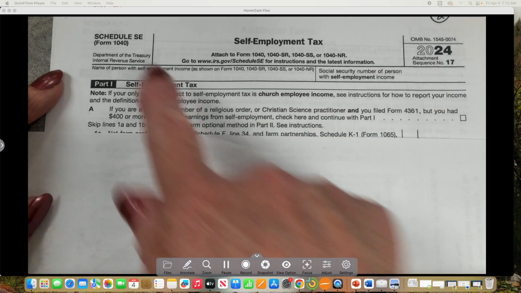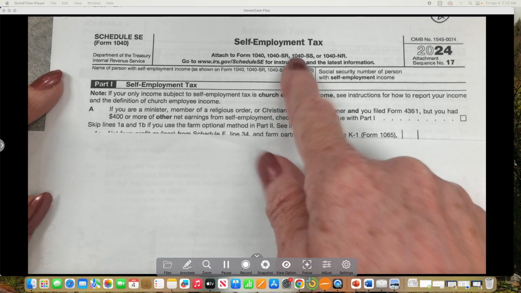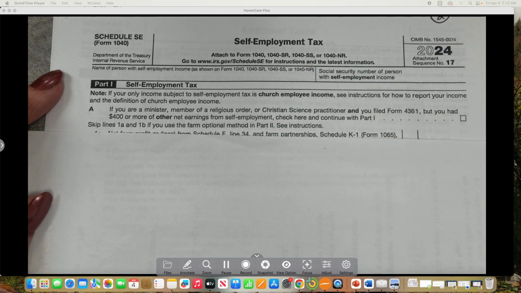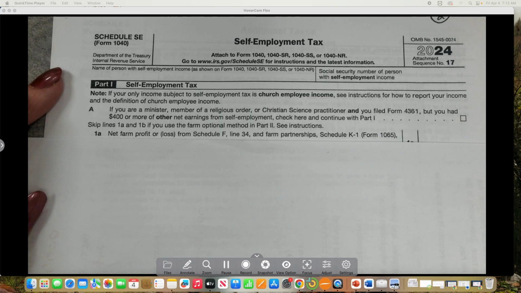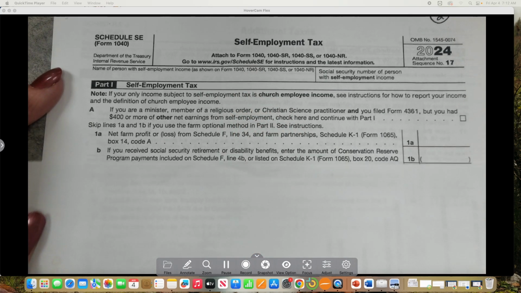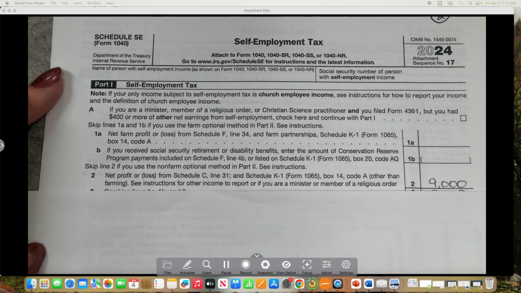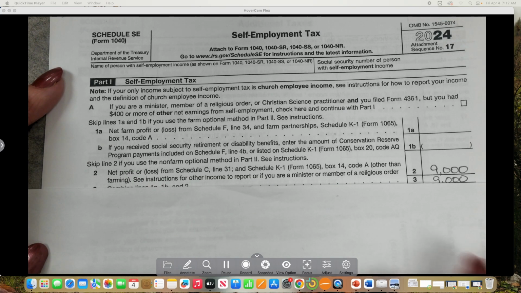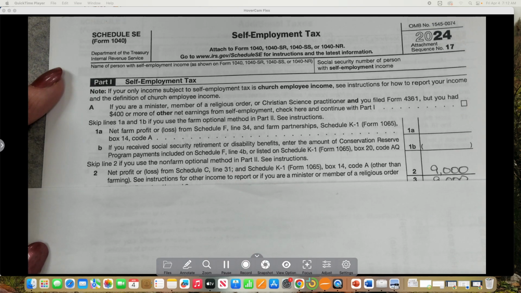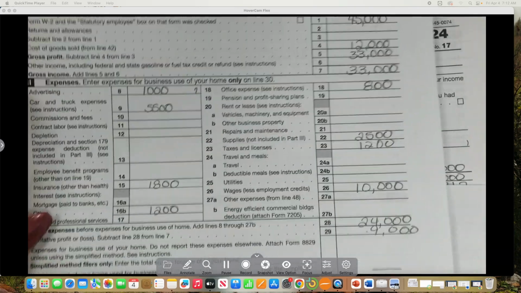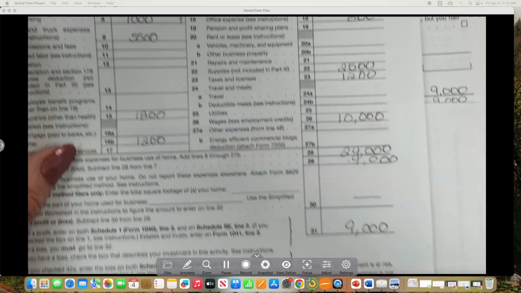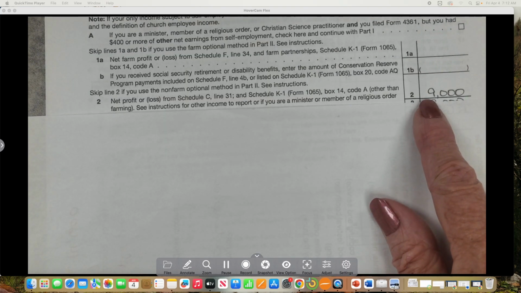Today we're going to do the self-employment tax form. This has to be done if you have a profit on your sole proprietorship or small business, and where we are going to put the income. So we're going to put our income, net profit or loss from Schedule C. This is going to come from line 31 that we did the other day. So make sure that the profit and loss was from line 31. Put that in there. So down here, $9,000. So we're going to transfer that to line 2 here.